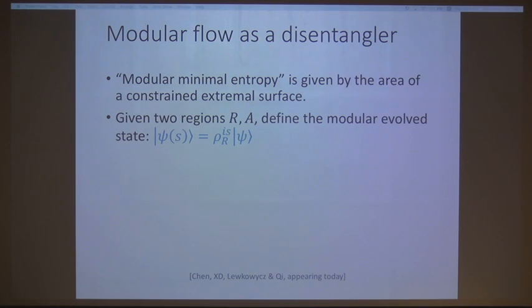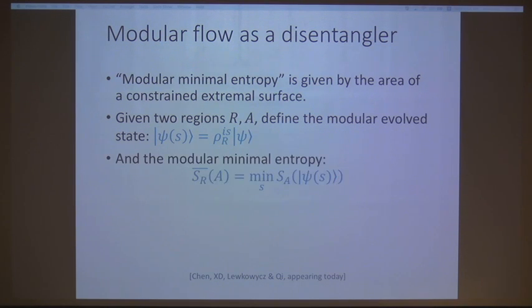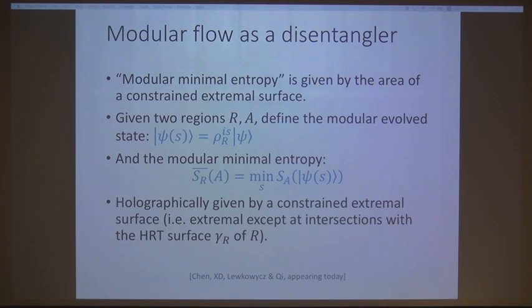So we are considering two regions, which I call R and A, and generally they can be overlapping. In general, I can define a modular evolved state using the modular Hamiltonian of the region R to evolve the state, with the modular time being parameterized by this s. In this new state, one can compute the von Neumann entropy for A, the second region, and we can minimize over all choices of the modular time and define this modular minimal entropy.